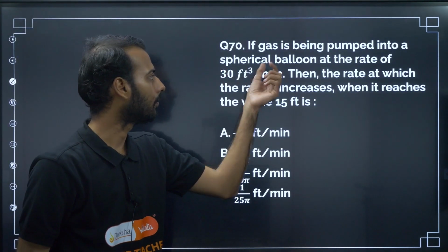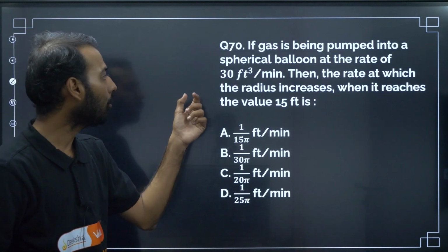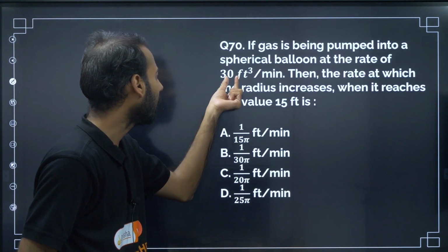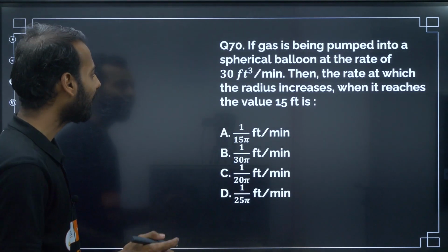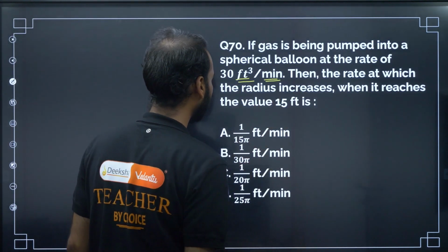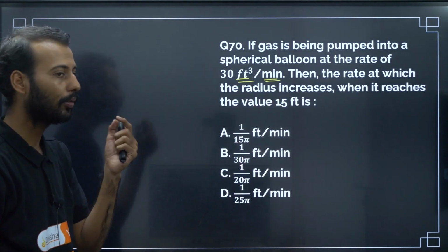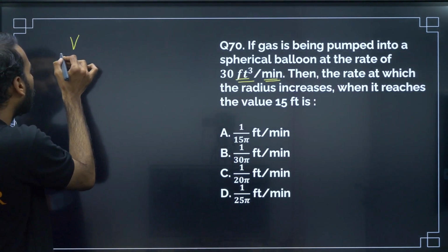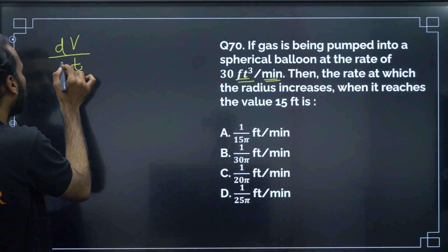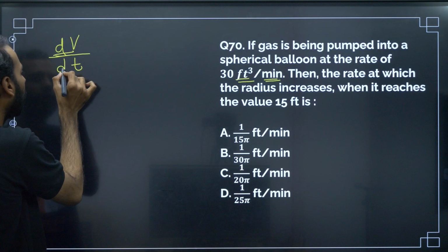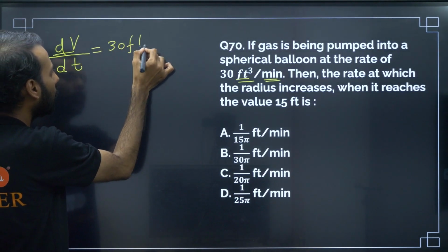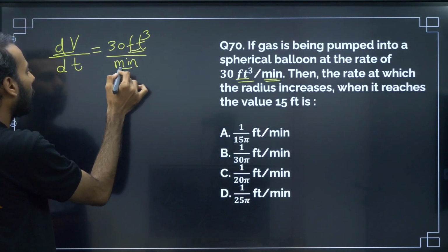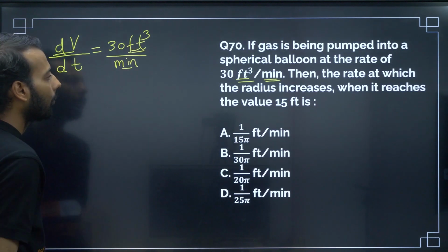If a gas is being pumped into a balloon, there is one balloon and they are pumping gas into that balloon at the rate of 30 feet cube per minute. Seeing this unit, feet cube is a unit of volume, and per minute is a unit of time. So volume and time, and they are doing some process, so that's why we are writing dV by dt is equal to 30 feet cube per minute.